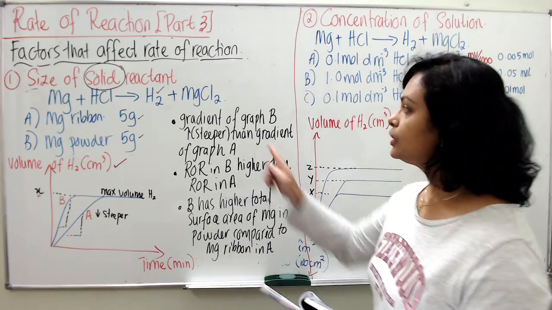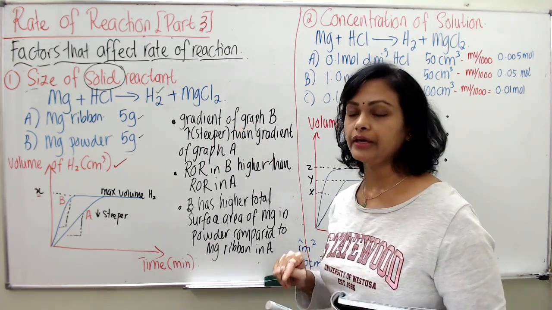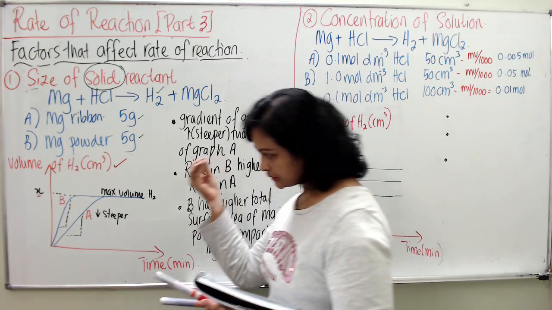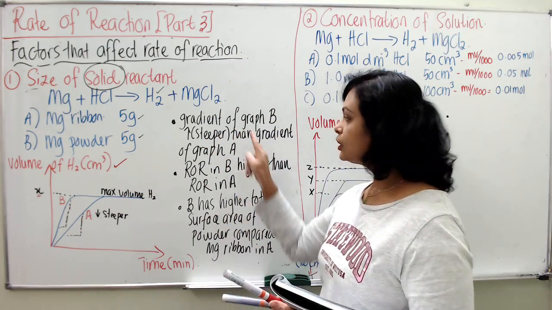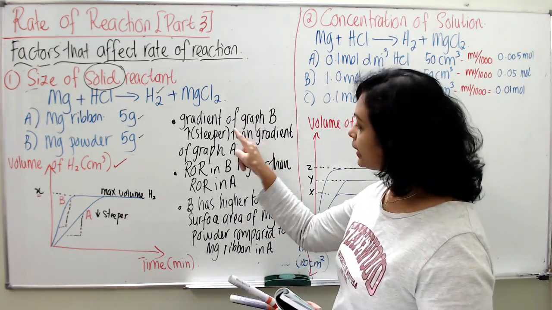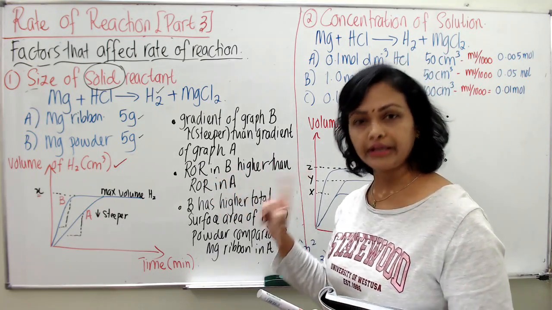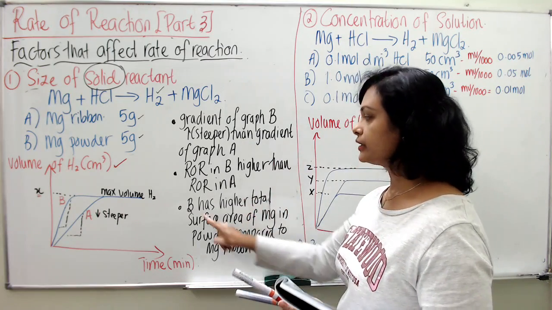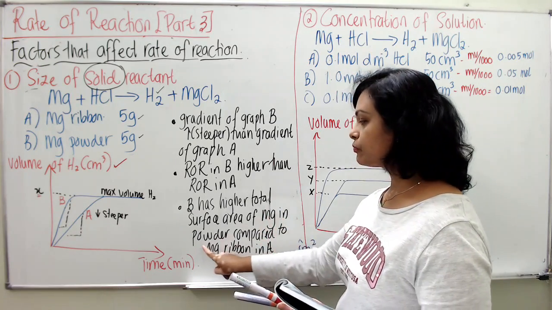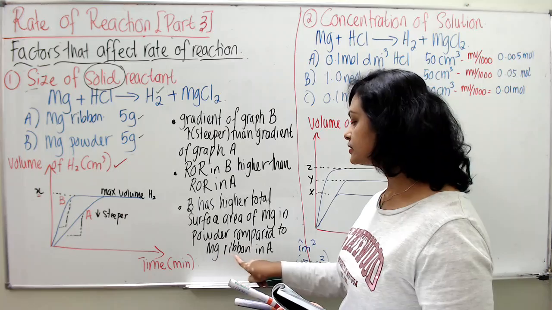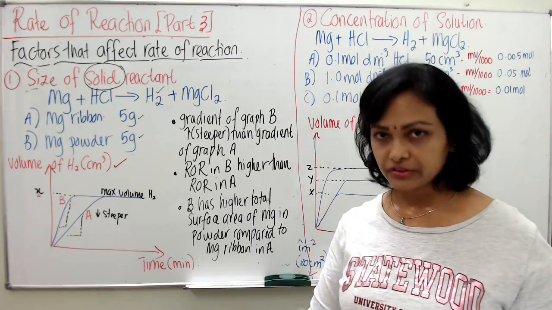So let me repeat. Gradient of graph B is higher or steeper than gradient in graph A. Now you interpret, what does the gradient mean? Gradient means the rate of reaction in B is higher than rate of reaction in A. Then you explain why. B has higher total surface area of magnesium in form of powder compared to magnesium ribbon in A. So this is how you can get marks when you're explaining for essay question.